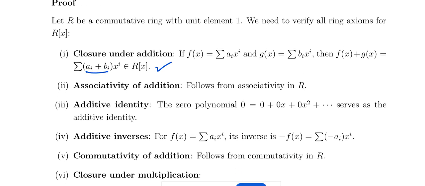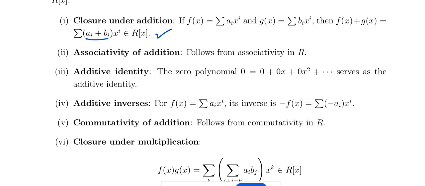The same way for associativity, and the additive identity is 0. The zero polynomial we can express very simply: 0 plus 0x plus 0x squared and so on serves as the additive identity. And for the additive inverse, the negative of the polynomial is the additive inverse. And regarding commutativity, it is obviously true because f(x) plus g(x) is always g(x) plus f(x).